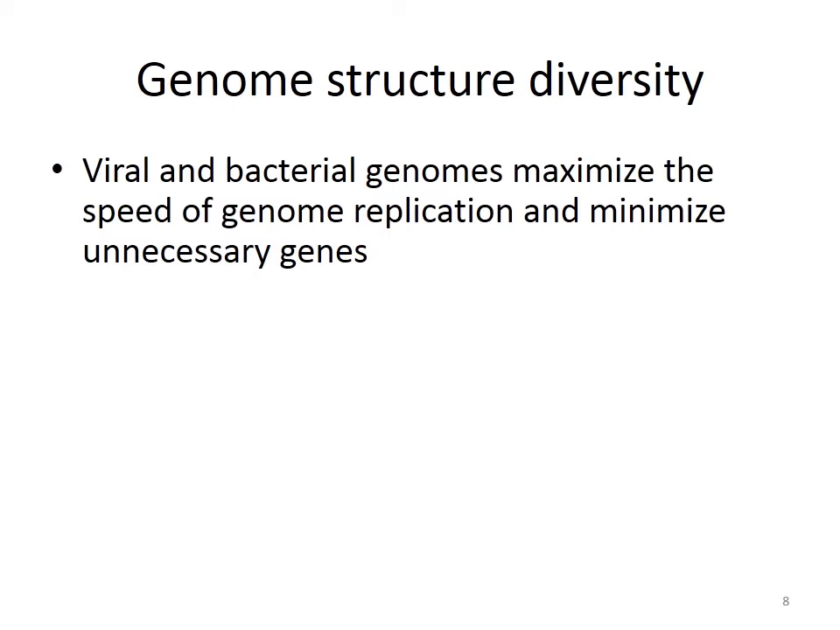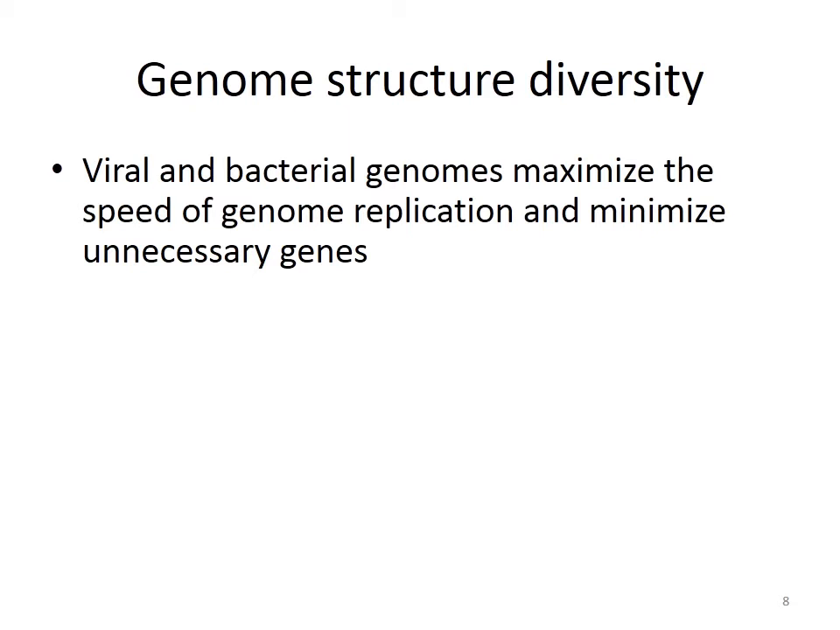So I'm going to talk a little bit about genome structure diversity, because viral and bacterial genomes are very different from eukaryotic genomes. Viral and bacterial genomes maximize the speed of genome replication and minimize unnecessary genes. As you can imagine, small genomes are advantageous for viruses and bacteria because they can be copied faster, allowing for rapid population growth.